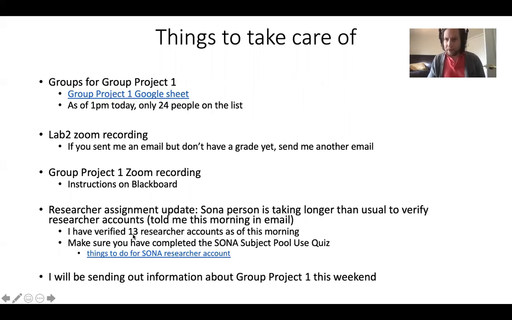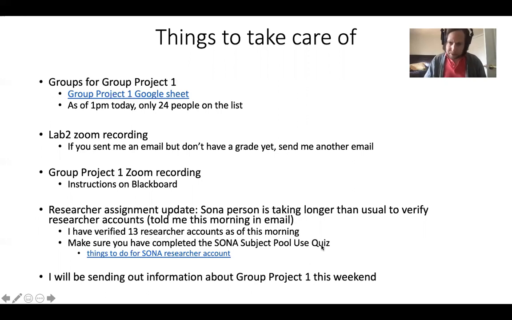If you do not have points, make sure that you've done everything you need to do to get the researcher account. Basically, you have to complete the SONA subject pool use quiz. There are some steps you have to do before completing the quiz, but once you complete it, you should be done with everything you need to do for the researcher account. So make sure that you've done that.